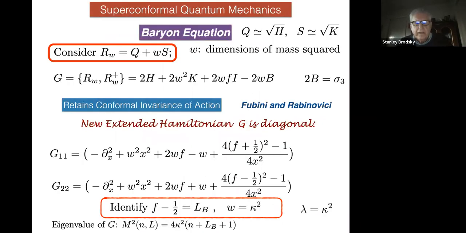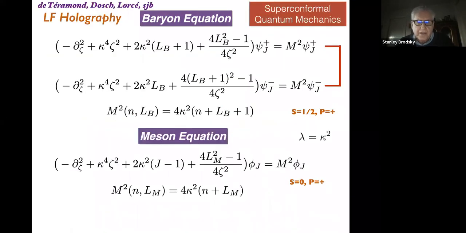Now, when you consider these same equations in superconformal symmetry, you get extended equations. For lack of time, I won't go through this, but you actually derive beautiful equations, and they look like this in our language. This is d by d zeta plus kappa to the 4 zeta squared. It's the same equation for the mesons and the baryons, except that the baryons have two components. This is the upper component with L equals 0, say for the proton, and this is the one with L equals 1. But this is for any L and any N.